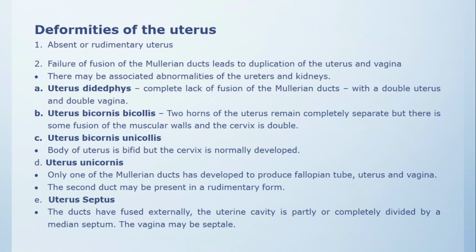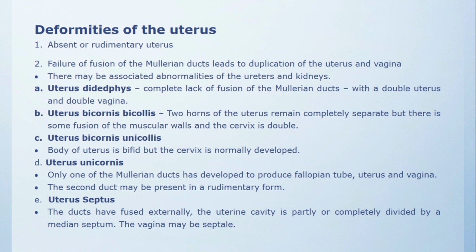And this failure of fusion can give rise to the following: uterus didelphys, in which case there is complete lack of fusion of the Mullerian ducts, with a double uterus and a double vagina. Uterus didelphys is a situation where you have a double uterus and double vagina.